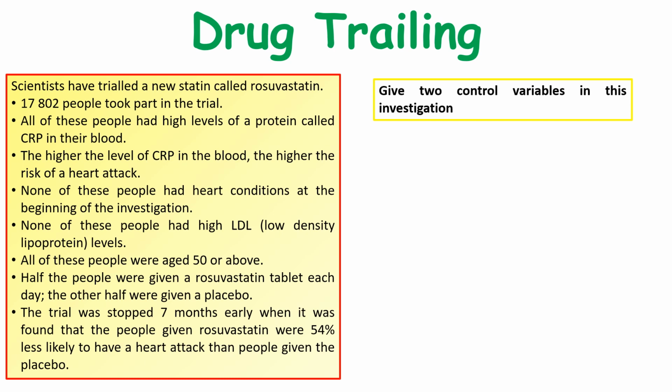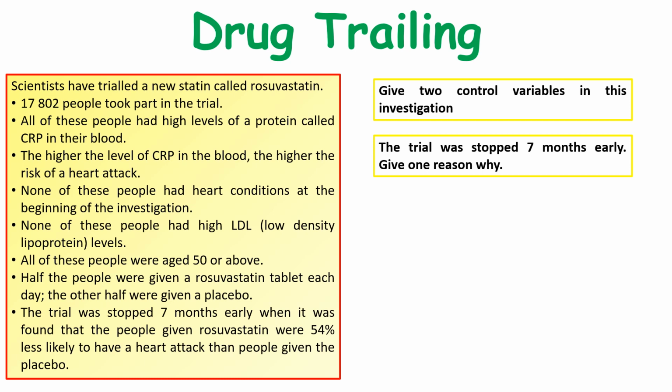Some of the questions: give 2 control variables in this investigation. Remember, a control variable is something that needs to be kept the same each time. It talks about the trial being stopped 7 months early, so you'll need to look in the information to dig out the answer to that question.